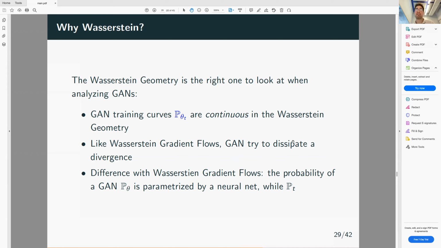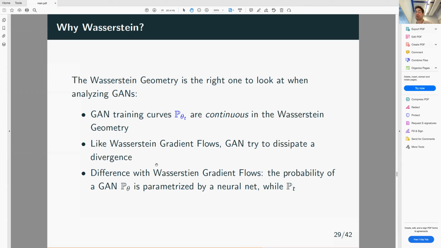And so actually Wasserstein gradient flows and GAN training are very similar objects. There is one main difference that you pointed out in our previous discussion: for GANs, the probability distribution is parameterized by a neural network, while in the case of Wasserstein gradient flow, probability distributions aren't parameterized by anything. They're free to be anything. They're unconstrained. And so in a sense, Wasserstein gradient flows are the unconstrained analog of GAN training.